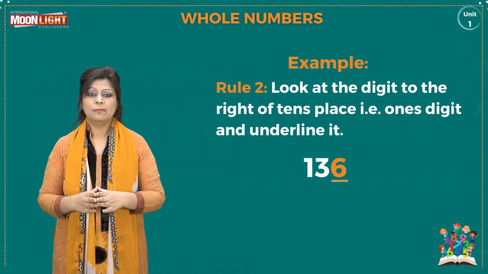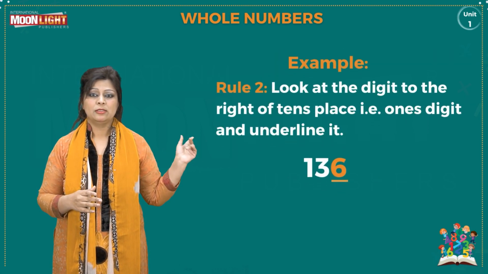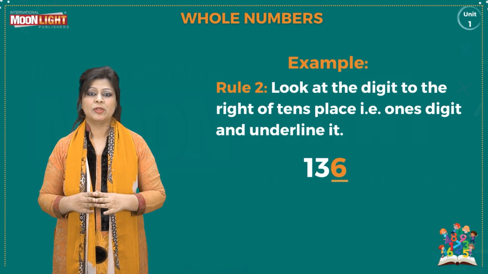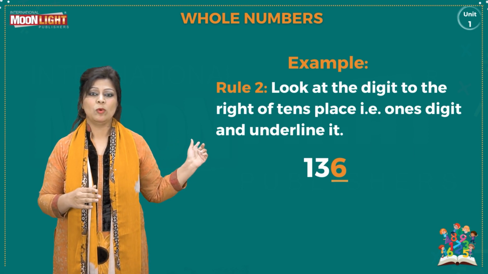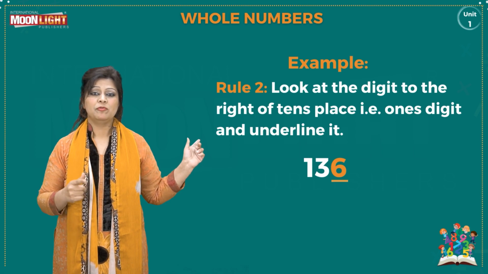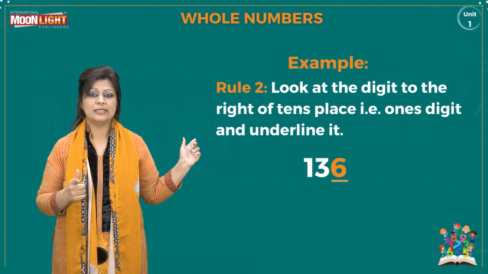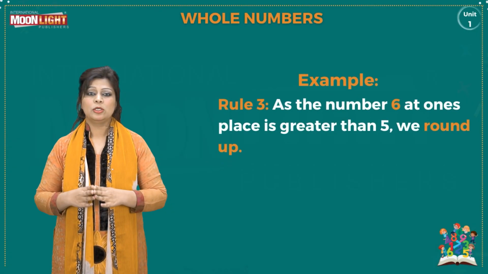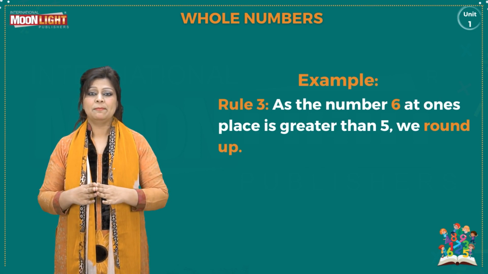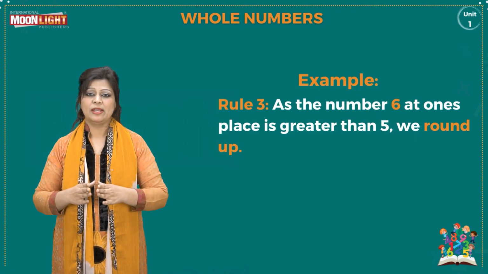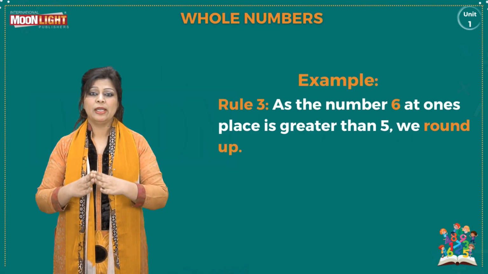Now according to the rule number 2, underline the digit to the right of the tens place, that is the ones digit. For example, in the same question 136, we are going to circle number 3, but we need to underline the digit at ones place, which is number 6. So we are going to underline this digit 6. Now the rule number 3: as the number 6 is at ones place, this is more than 5, so we round it up.